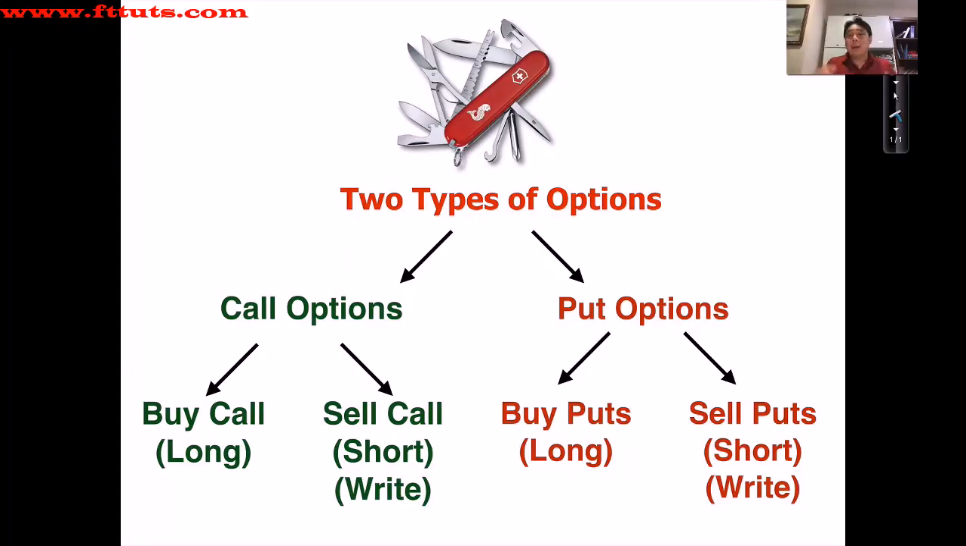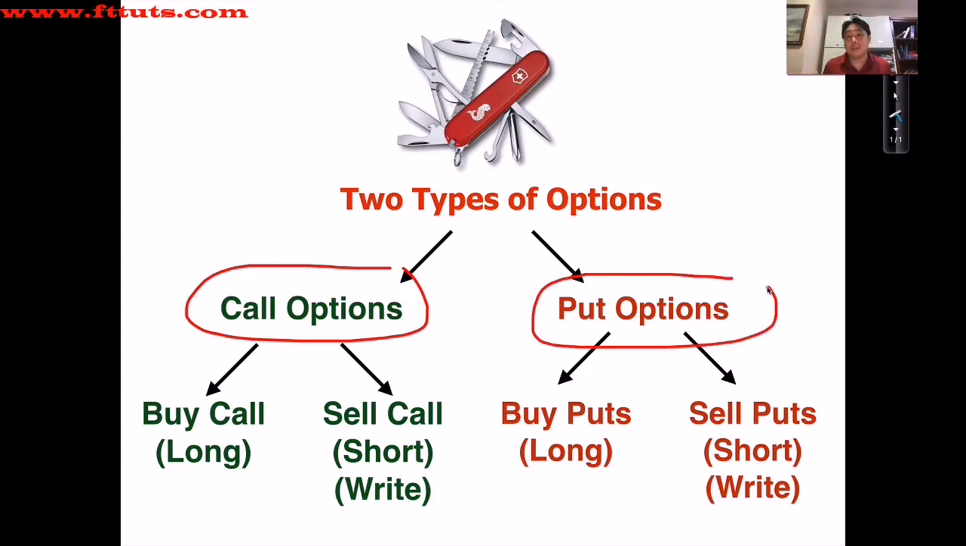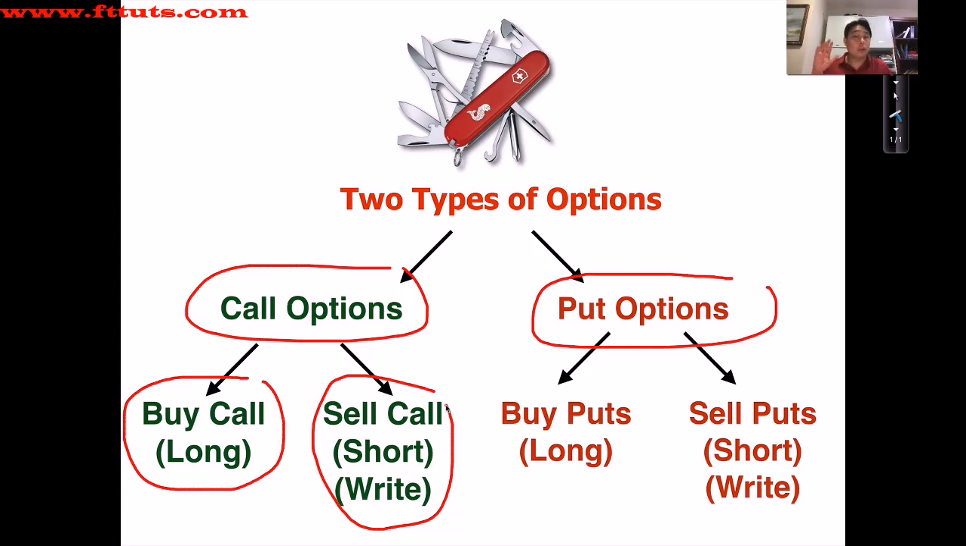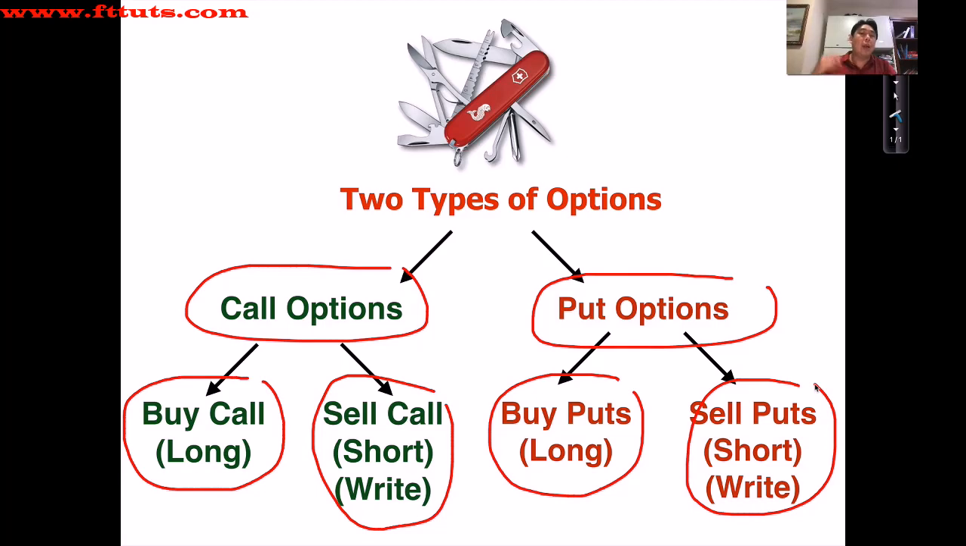Now, there are basically two kinds of options. On the left, you have call options, and on the right, you have put options. That's it, just two kinds of options. But there are a lot of fancy things you can do with them, just like a Swiss Army knife. And for each kind of option, you can either buy or sell. So you could buy a call option, which is known as going long a call, or you could sell a call option, also known as shorting a call or writing a call. And on the right, similarly, you could buy a put option, another way of saying it, going long a put, or you could sell a put option. Again, you could say shorting a put or writing a put. And that's it.